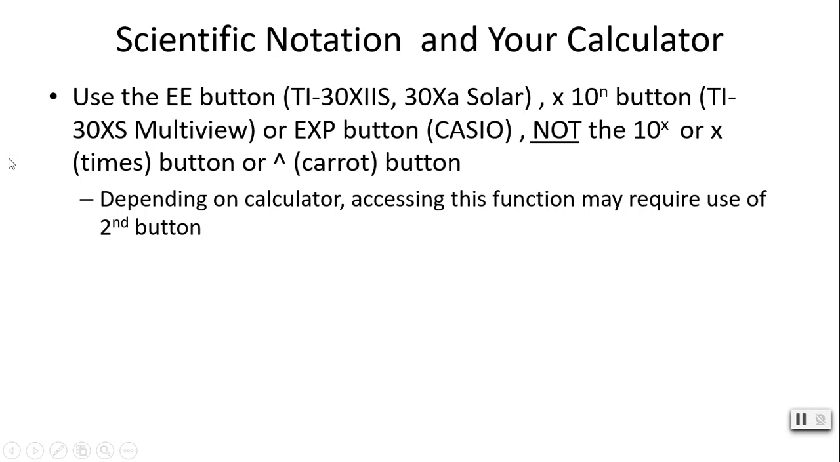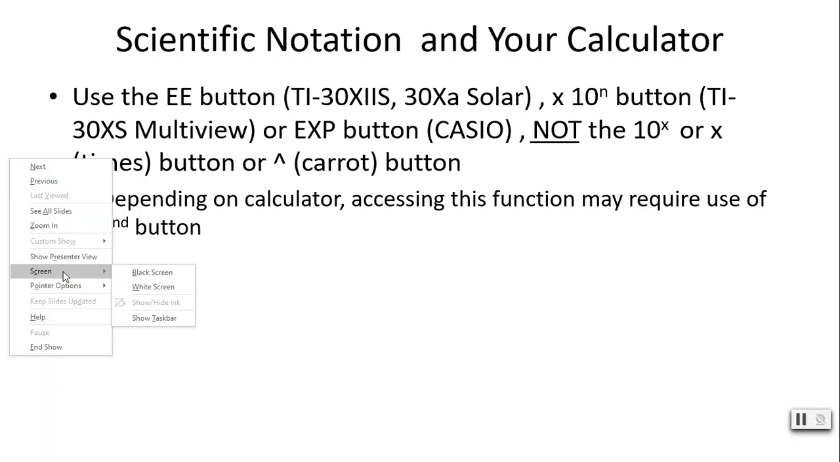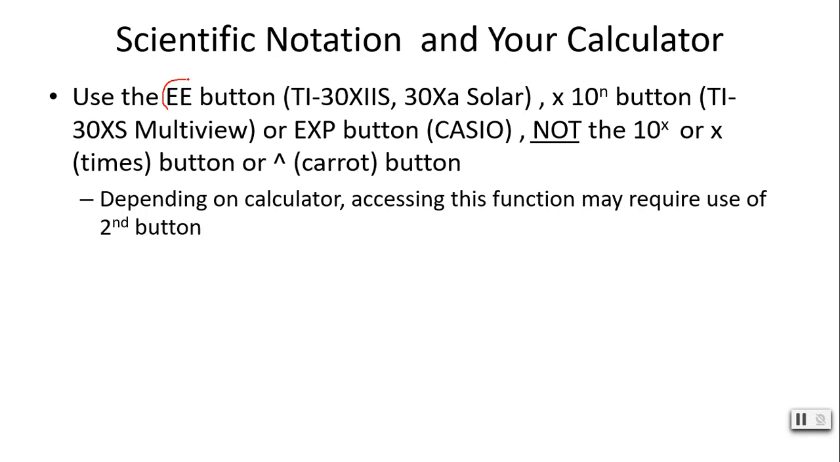So either that EE button, times 10 to the n, or that EXP button is what's used to enter things in scientific notation. You do not want to just enter in scientific notation by using the times or the caret button. You also do not want this 10 to the x button. That's the inverse log button. Okay? You want to look for one of these three buttons on your scientific calculator, because you will use that button when entering things in scientific notation.